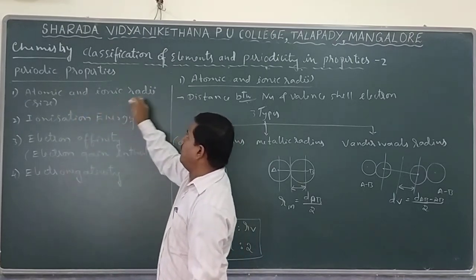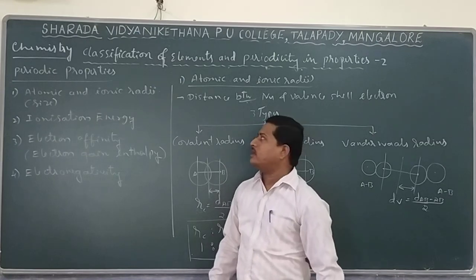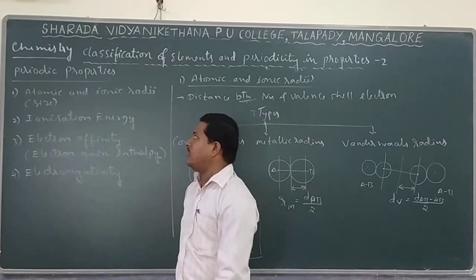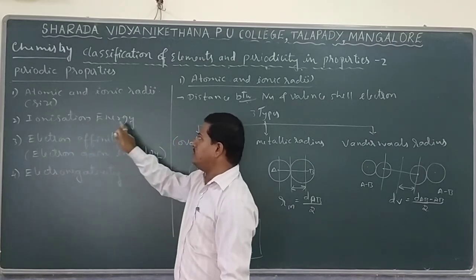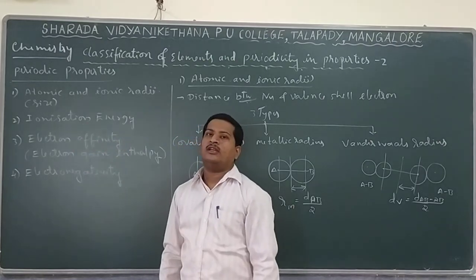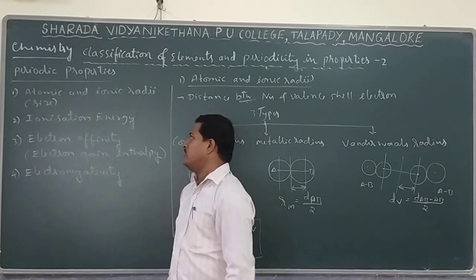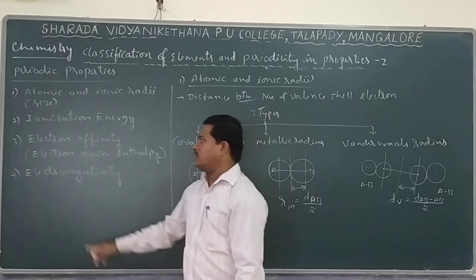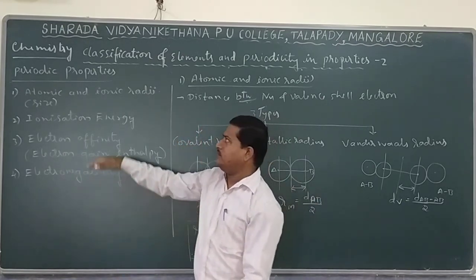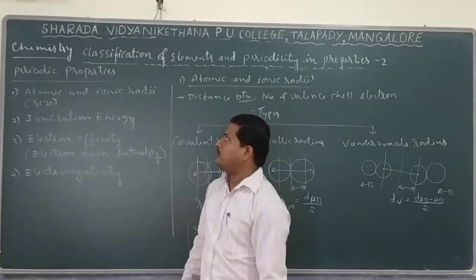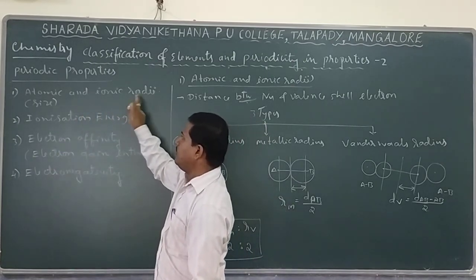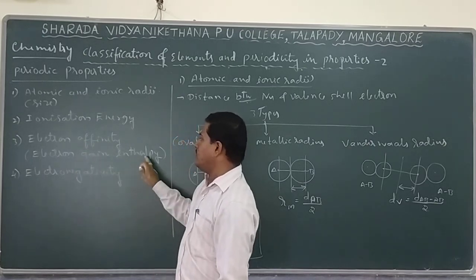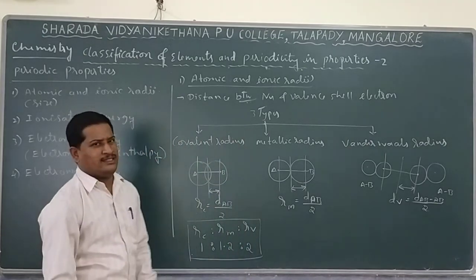One, atomic and ionic radii, or simply we can say atomic size or ionic radii. The second one, ionization energy, also called ionization potential. Then electron affinity or electron gain enthalpy. The last one, electronegativity. So these are the 4 important periodicity properties or periodic properties: atomic and ionic radii, ionization energy, electron affinity, which has one more name, electron gain enthalpy, and electronegativity. Let us see them one by one.